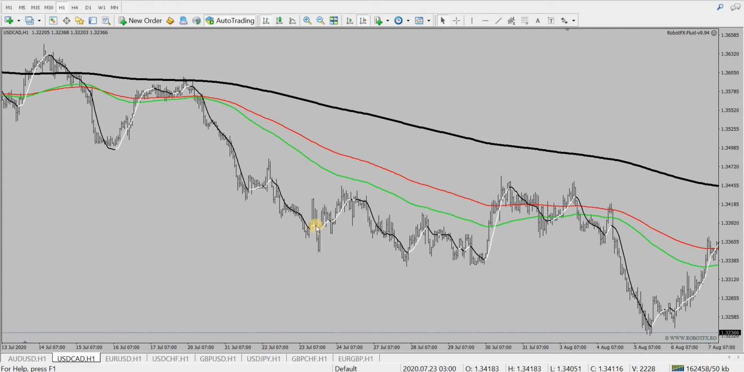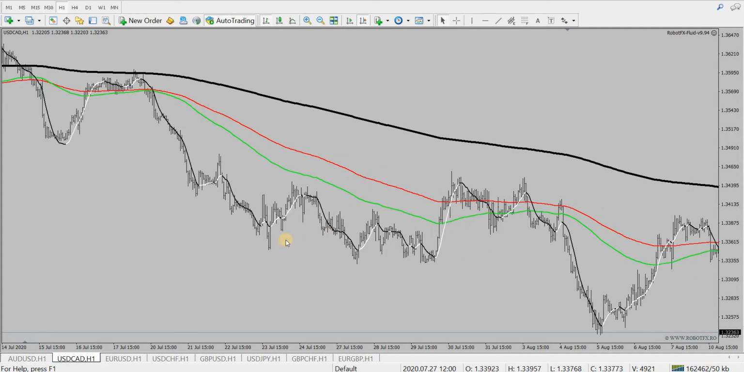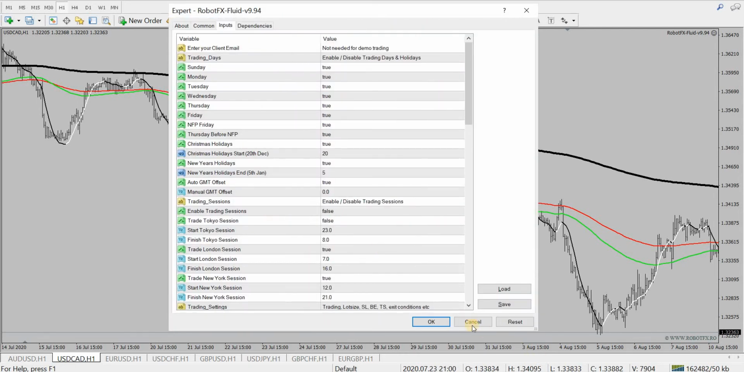And here, this is the problem. This is what I was going to show. Here the color changes, but after that the price moves up, and it might trigger a stop loss depending on where you will set the stop loss. And here we will do the settings.